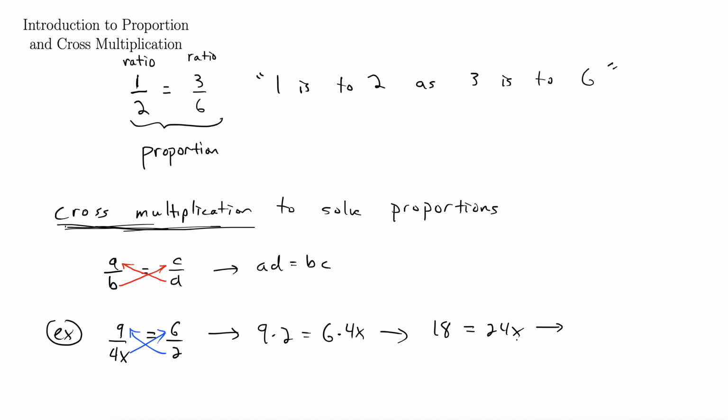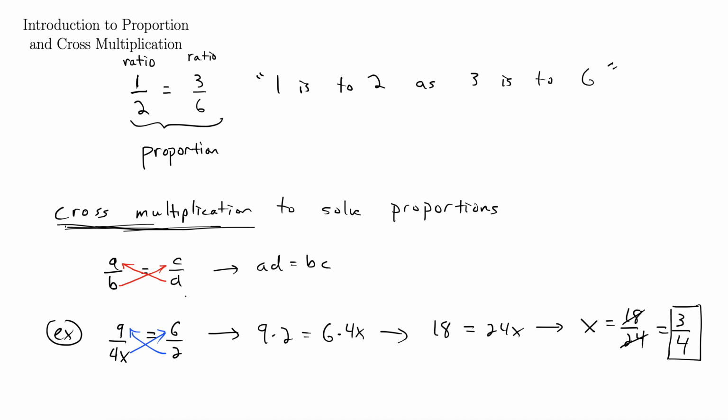Now we'll divide each side by 24, giving us x equals 18/24. Always simplify your answers. What can we cancel out of the top and the bottom here? I'm thinking, how about a 6? A 6 comes out of both 18 and 24, leaving us with 3 on the top and 4 on the bottom. 3/4 for that one. So that's how you use cross multiply.